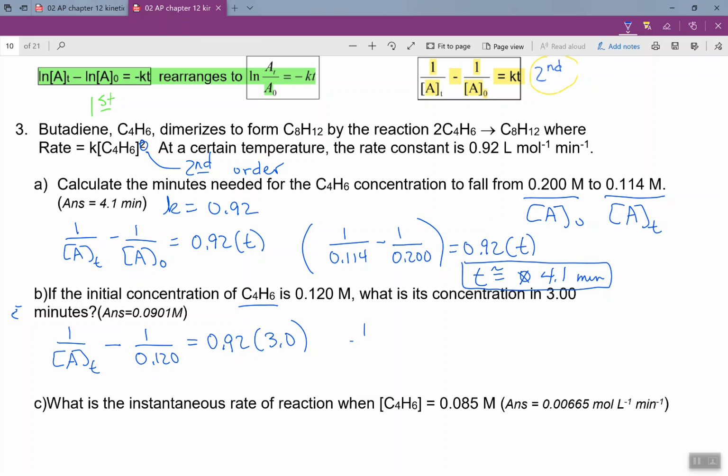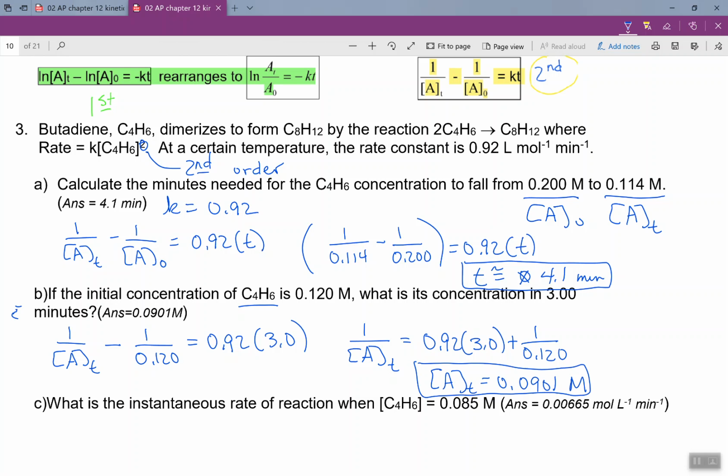In other words, 1 over At is going to be equal to 0.92 times 3.0 plus 1 over 0.120. And you'll find that At is going to be equal to 0.0901 molar. And we put a box around it to show we're done.